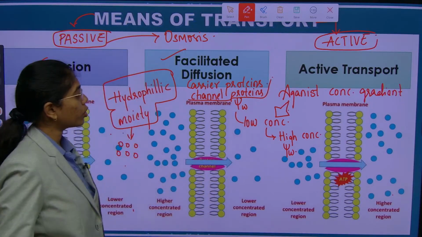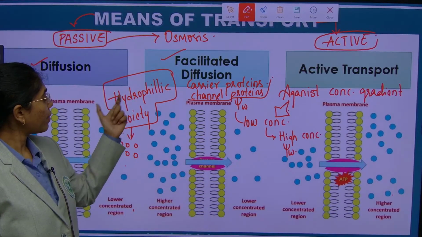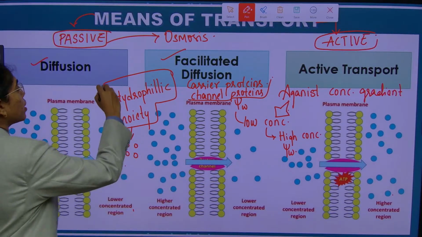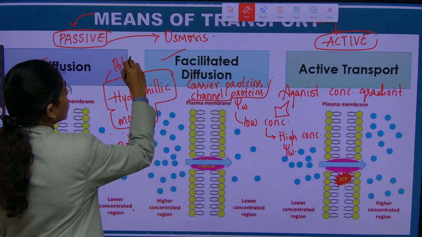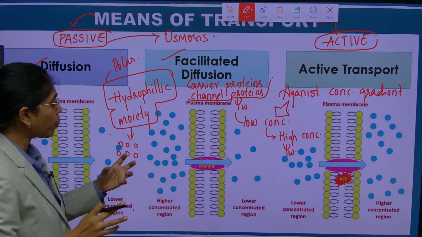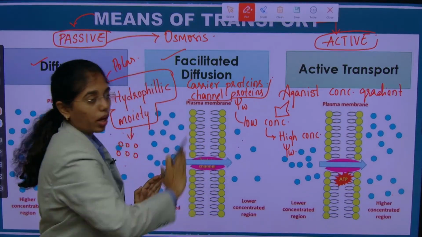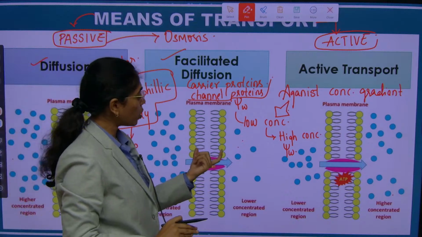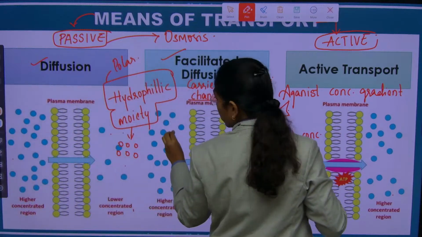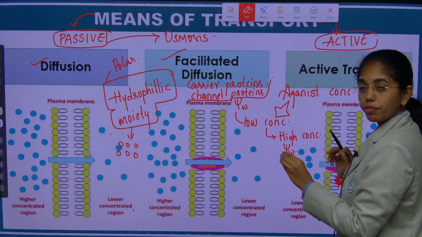Fine, right, by some carrier proteins or channel proteins. Molecules which have a hydrophilic moiety, meaning polar molecules which cannot diffuse across the membrane, require carrier proteins which carry them from one corner of the membrane to the other corner. These carrier proteins will carry these molecules across the plasma membrane, fine, right.